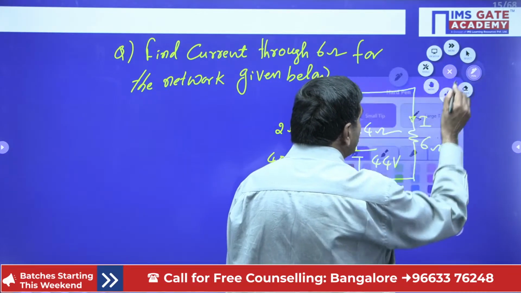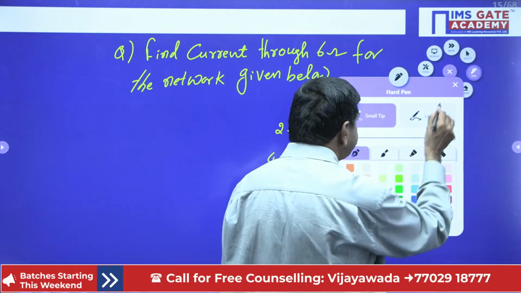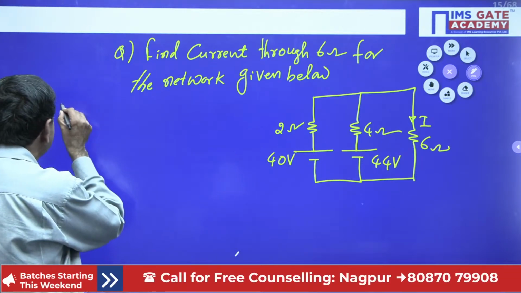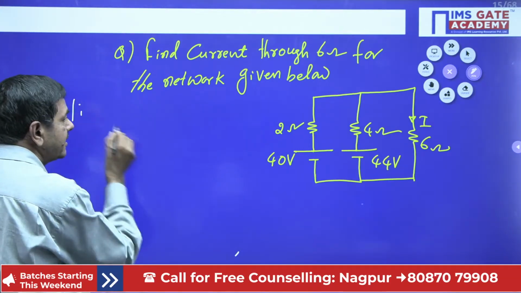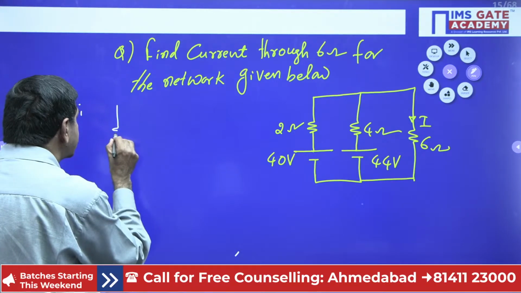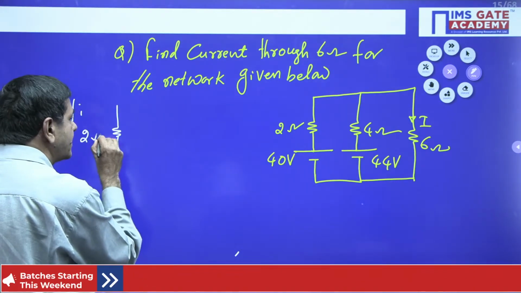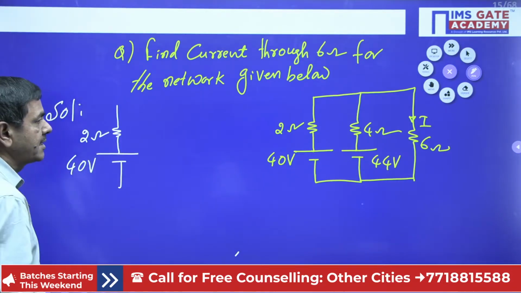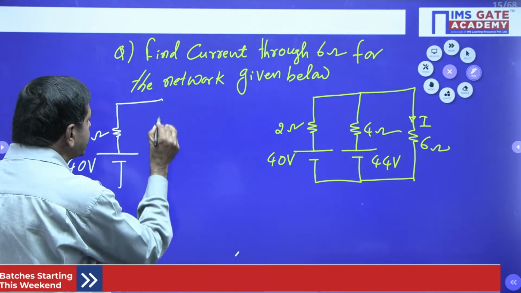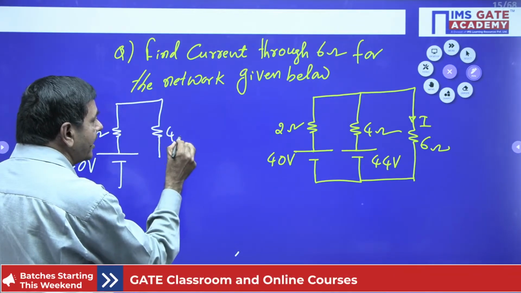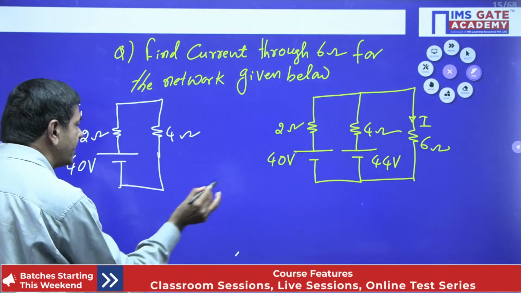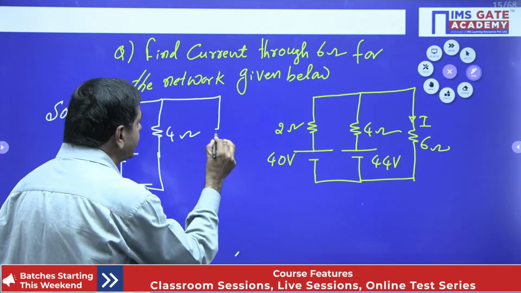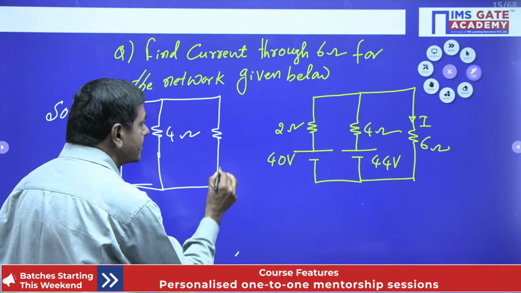How can I apply the superposition theorem here? You please watch. Initially I select the 40 volt voltage source to consider. I have the 2 ohm resistor here that I connect like this, with 40 volts this side. The 4 ohm resistor is connected this side. This battery, the other voltage source, must be shorted. And I connect the 6 ohm resistor this side.